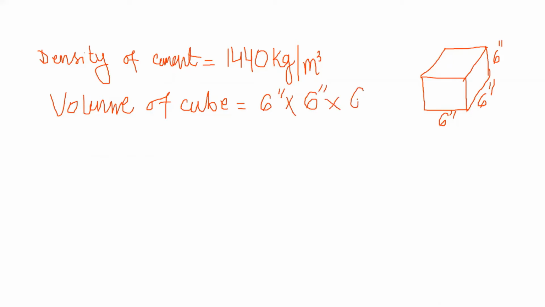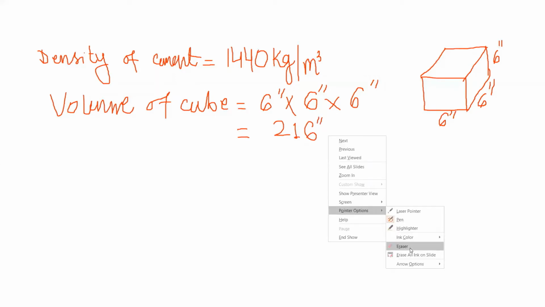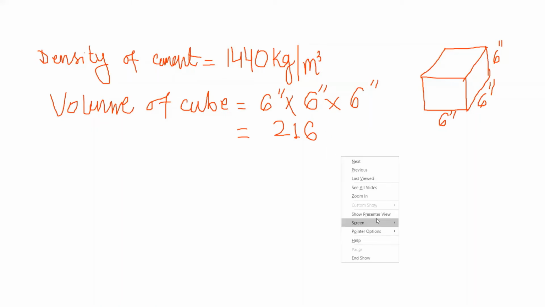So 6 into 6 is 36. Let me calculate what it comes out to in the calculator. That is 216 inch cube. This is 216 inch cube.